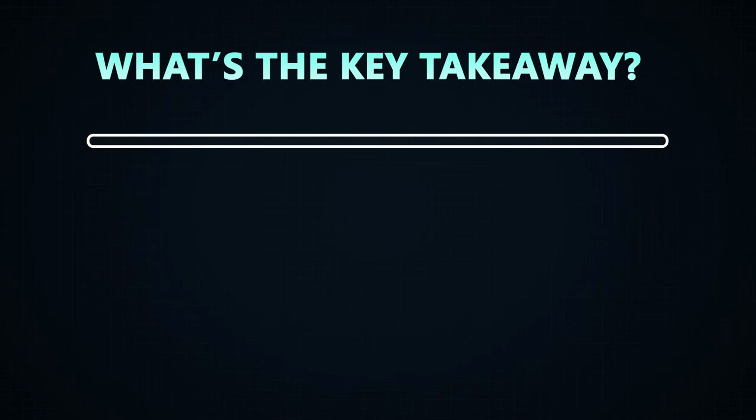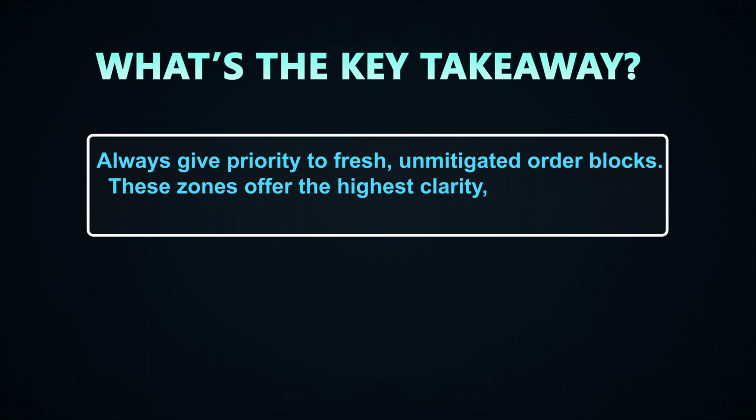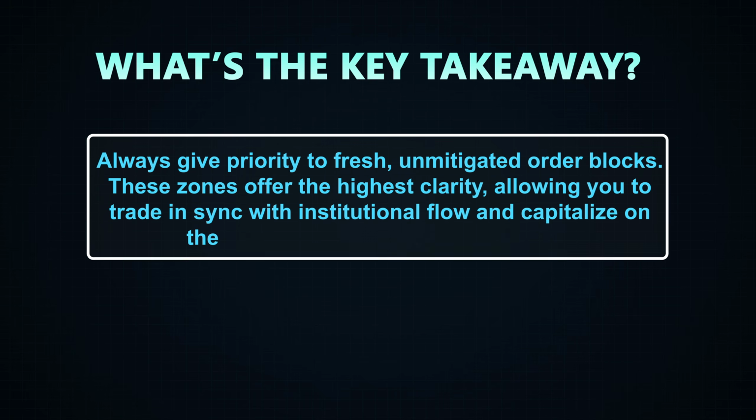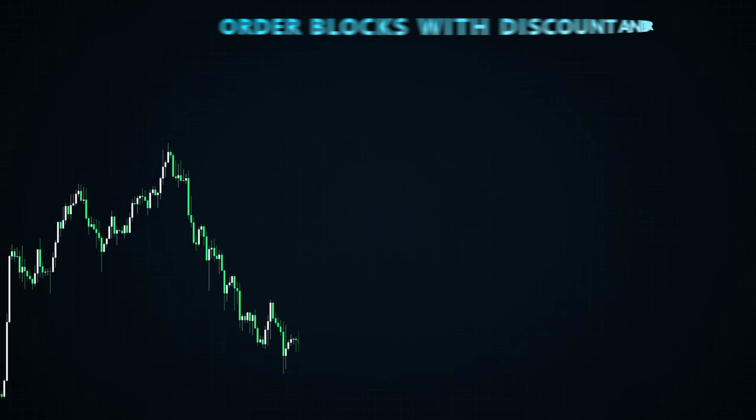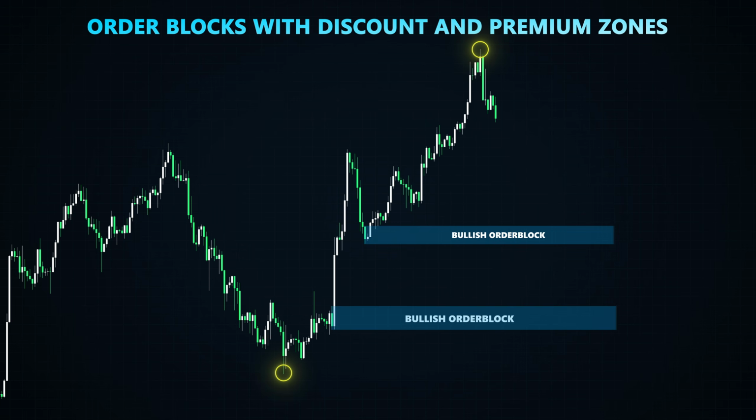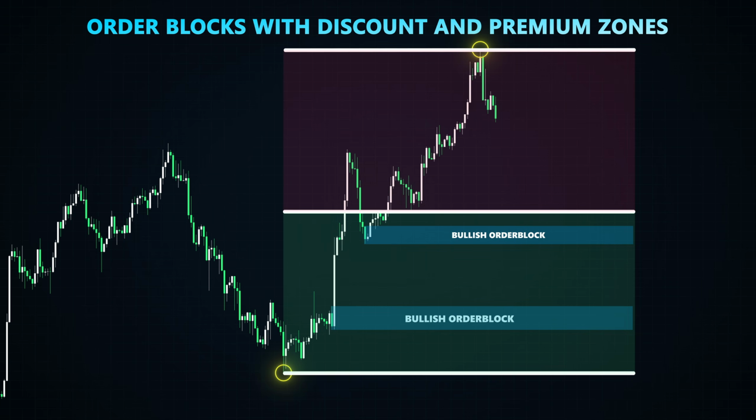So, what's the key takeaway? Always prioritize fresh, unmitigated order blocks. These zones give you the clearest opportunity to trade alongside institutional orders and catch the best setups. Let's sharpen your strategy with a powerful bonus tip, combining order blocks with discount and premium zones for next level precision. Alright, let's break this down on the chart.